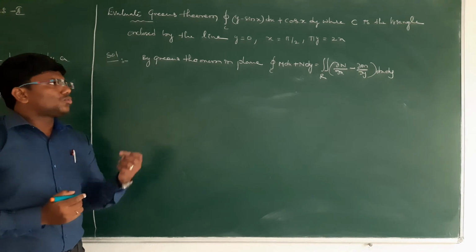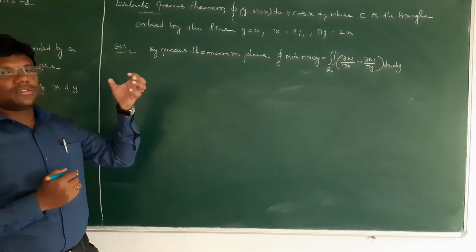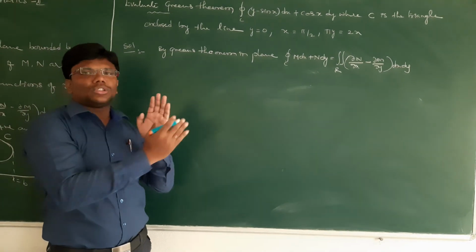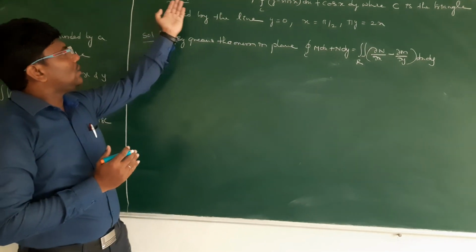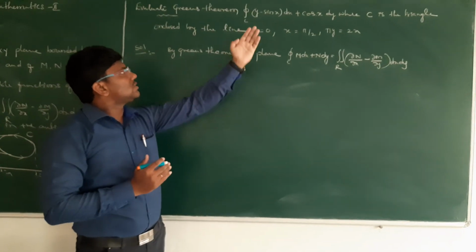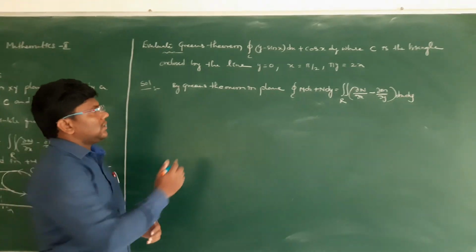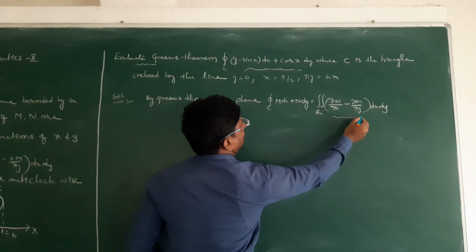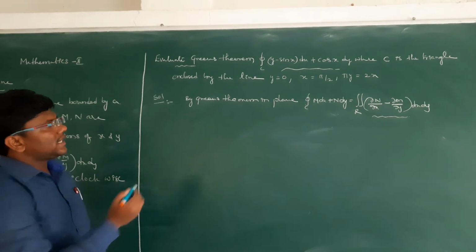Here the problems are of two models. The first model is verification, where we have to find both the LHS and RHS, and both must be equal. Here this is the second model: just evaluate using Green's theorem the integral over C of (y minus sin x) dx plus cos x dy. Here we are going to find only the RHS, the double integral over R of (∂N/∂x minus ∂M/∂y) dx dy.